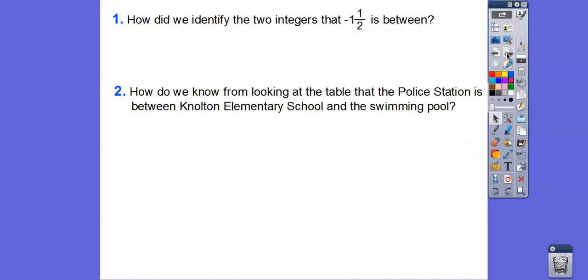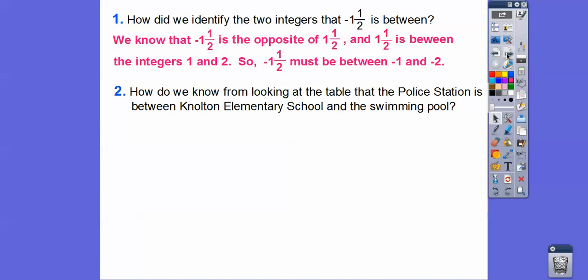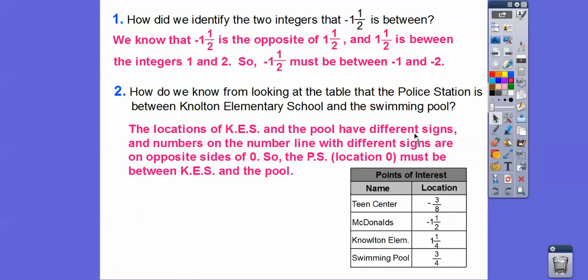So how do we identify the two integers that negative 1.5 is between? Well, we knew that negative 1.5 is the opposite of 1.5, and since 1.5 is between the integers 1 and 2, then negative 1.5 must be between the integers that are opposite of 1 and 2, which is negative 1 and negative 2.